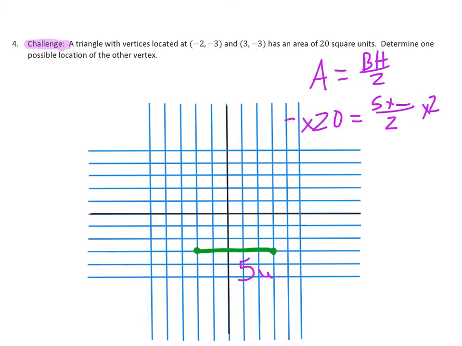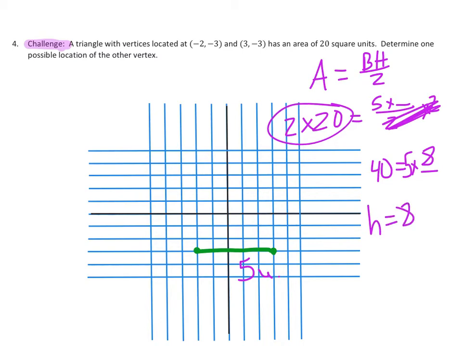And what that's going to do is get rid of this divided by 2. Times 2 and divided by 2 will cancel each other out on this side, right? If I divide by 2, then multiply by 2, I'm right back where I started. On the other side, it's going to give me 40. So now I know that 40 equals 5 times my height, which is 40 divided by 5, which is 8. So the height is going to have to be 8 units.